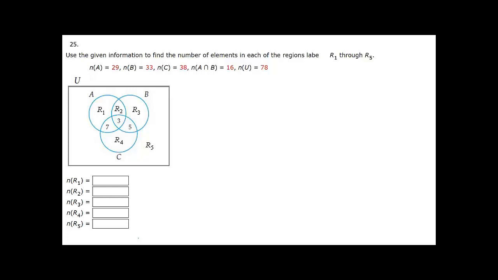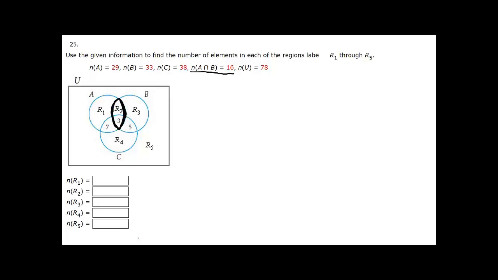16, the number of elements in the universal set is 78, and they also put some information in the Venn diagram itself. They tell you those numbers 7, 3, and 5, even though they're not listed up there at the top. And they just want you to finish it out.